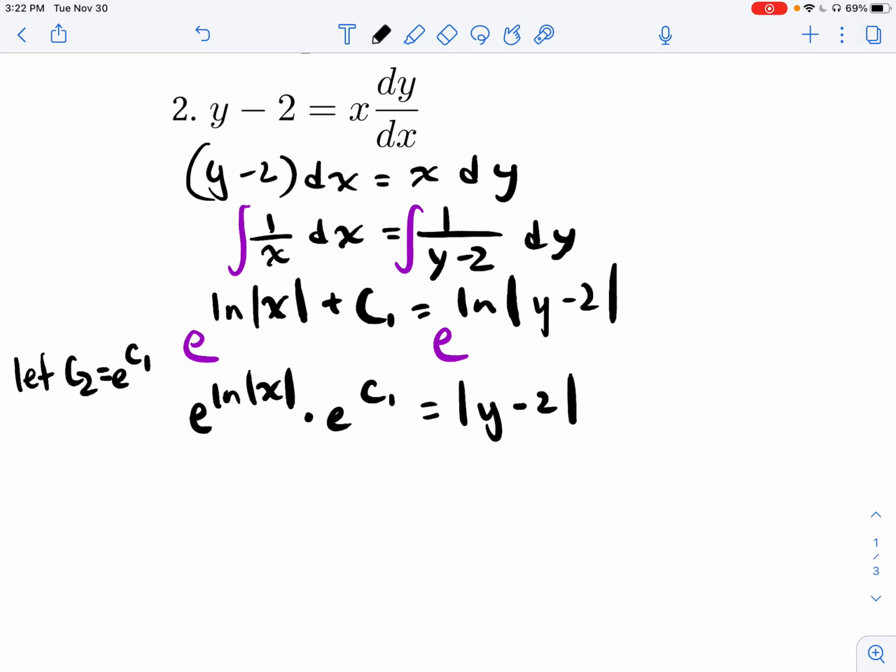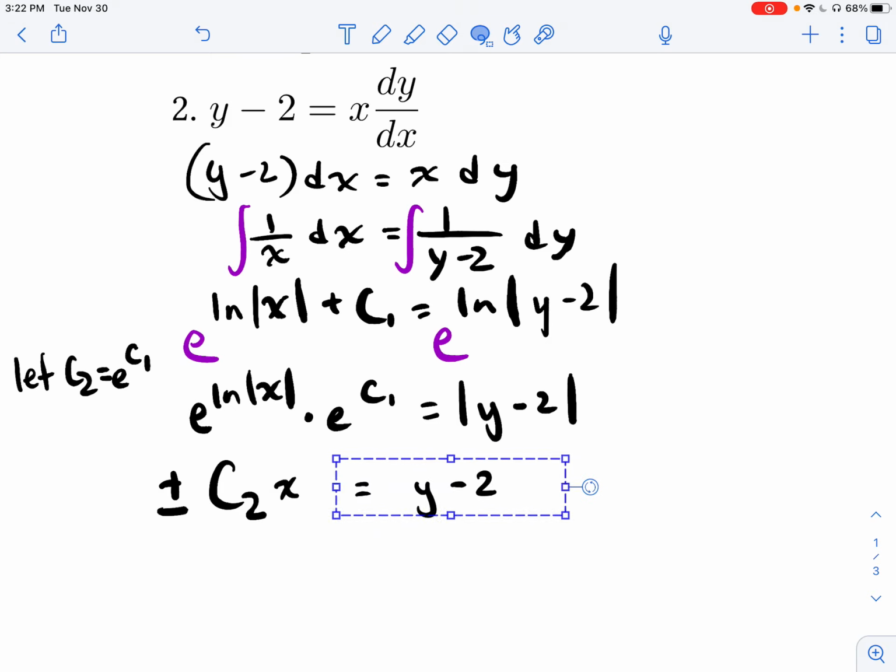So e raised to the power of the natural log of the absolute value of x is just the absolute value of x. We're saying that e raised to the power of some constant is some other constant, which we're going to have to redefine as c sub 2. And this is equal to the absolute value of y minus 2. Now, since both sides have the absolute value, to rewrite this we're splitting this up into two equations. That is to say, I can say the absolute value of y minus 2 is equal to, and let me just switch this around, c sub 2 times x, plus or minus c sub 2 times x. And we're going to redefine this variable again.